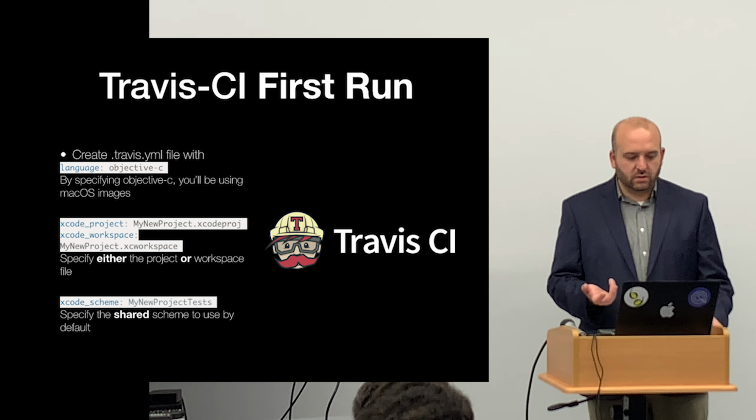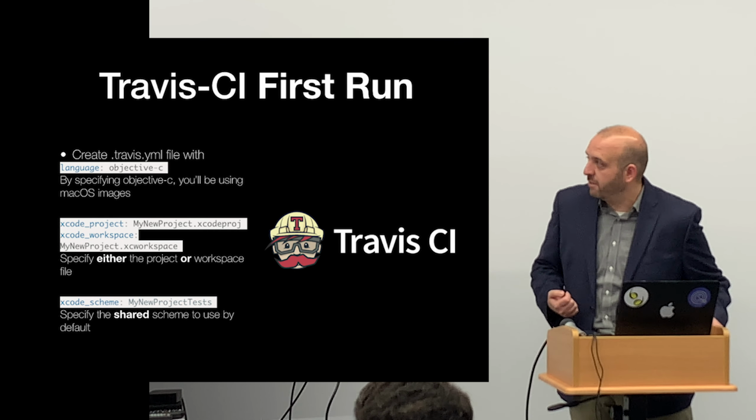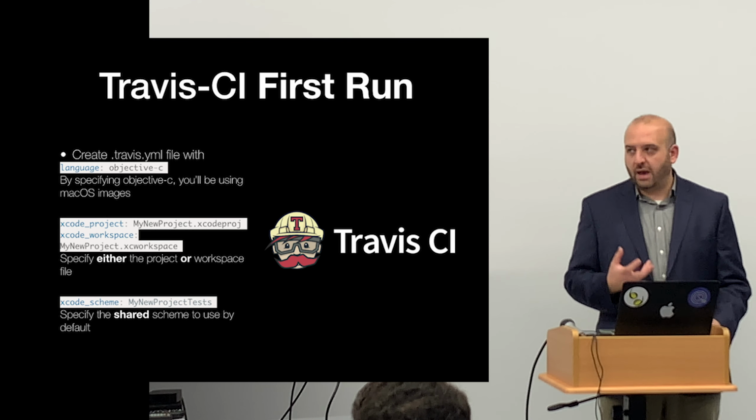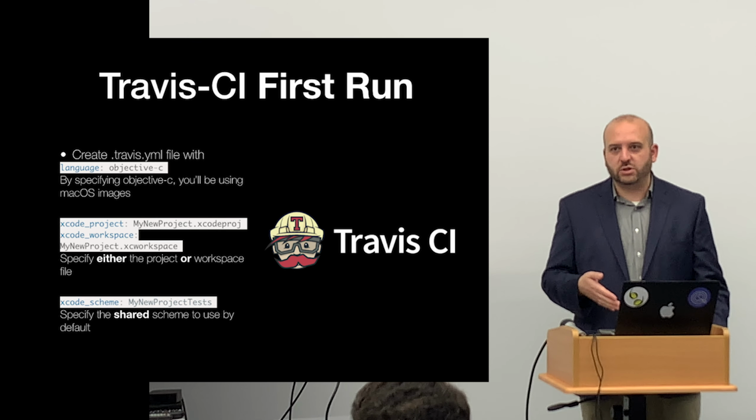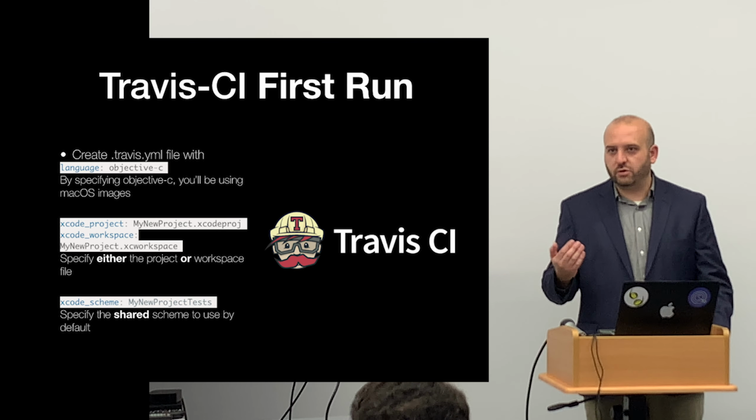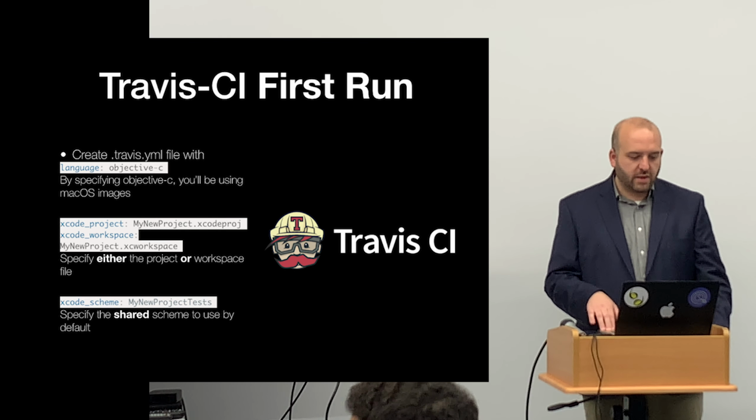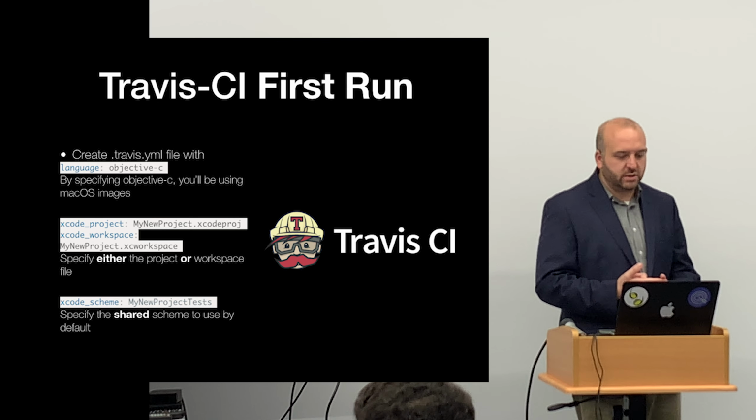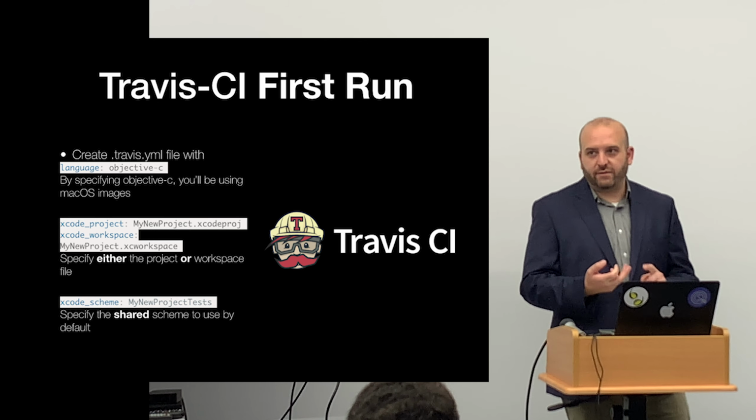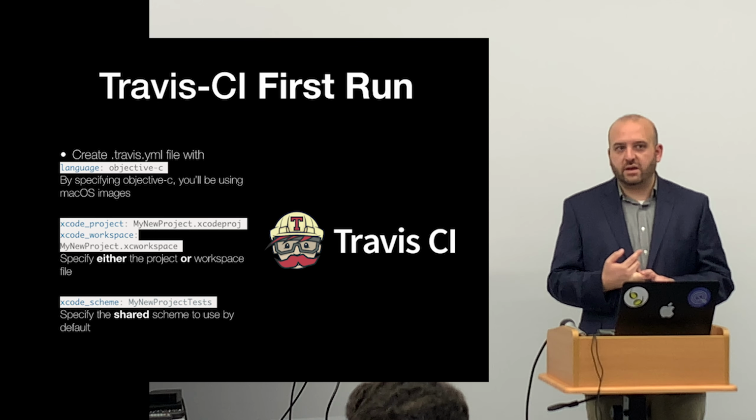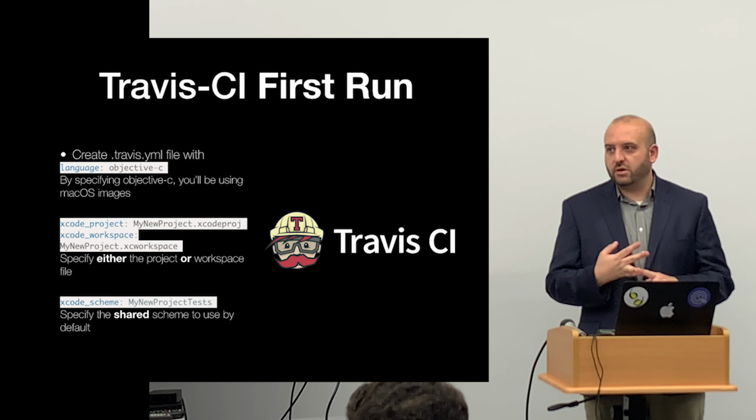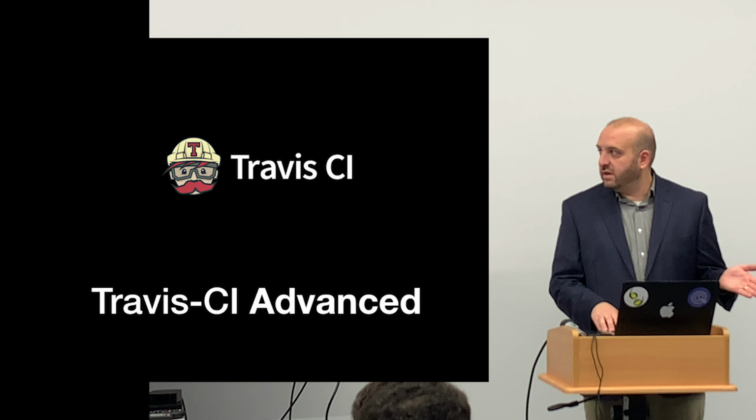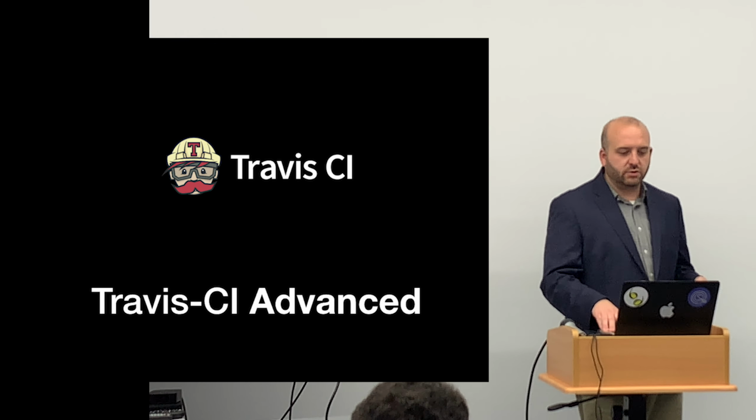In your Travis YAML file, you'll want to say what the language is, Objective-C, and then it'll actually use macOS images instead of the Linux Ubuntu ones or whatever they use. And then you'll also want to either specify your workspace or your project you'll be testing with, and then you have to specify your scheme, which has to be shared within Xcode. Once you get that, that's like the basics of getting a Travis CI project to work.